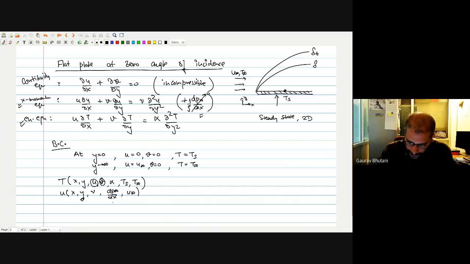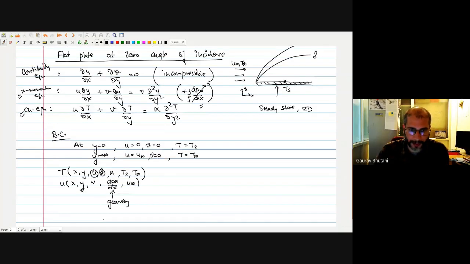Okay, so this dp infinity by dx simply is the effect of geometry. If you had a curved plate, or a body which had a curvature, then your dp infinity by dx would not have been 0. So this dp by dx term brings in the effect of geometry. In our case, it is 0, so we'll remove it again. But I just wanted to talk about it.